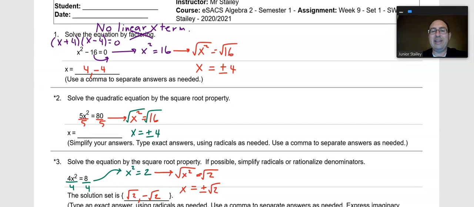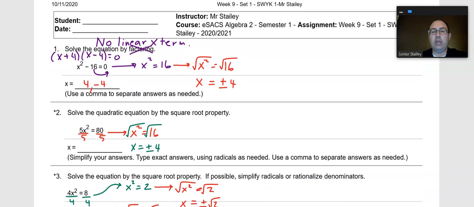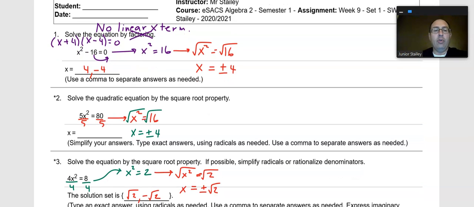All right, we're on week 9, set 1, SWYK 1. We're dealing with solving quadratics, not by factoring. We're going to take square roots.